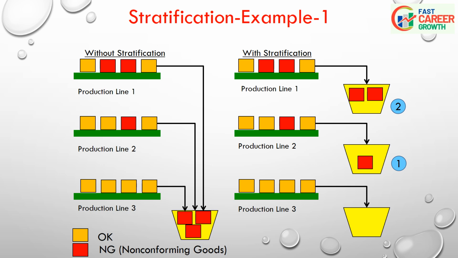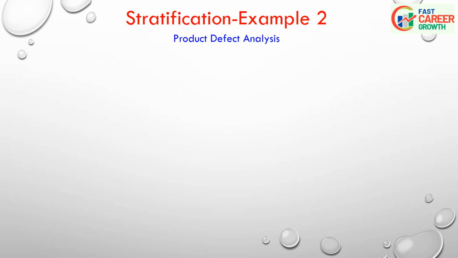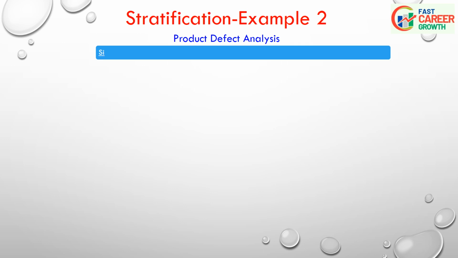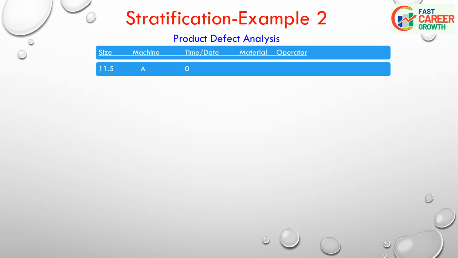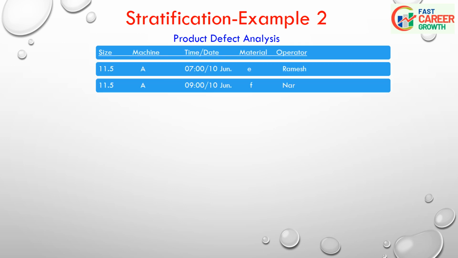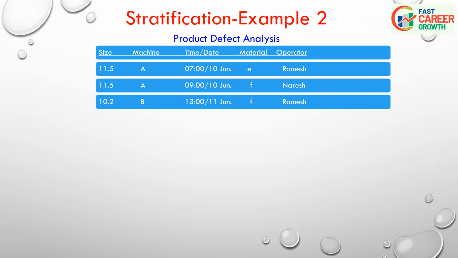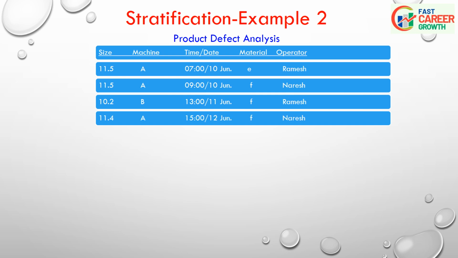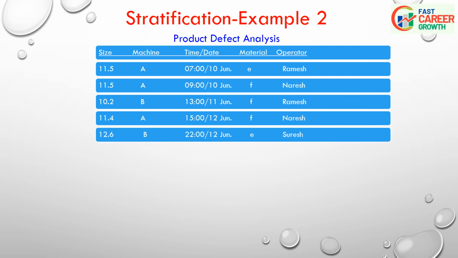Next, see another example. It's a product defect analysis by stratification. 5 different size products were produced from 2 different machines, A and B, on different dates and times. The products were also produced from different materials, such as E and F, and the machine operators are different, such as Ramesh and Naresh. This type of complex data we generally see in our day-to-day production activity. Possible causes of defects can be analyzed by stratification.